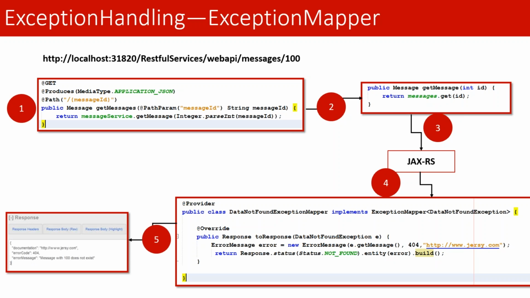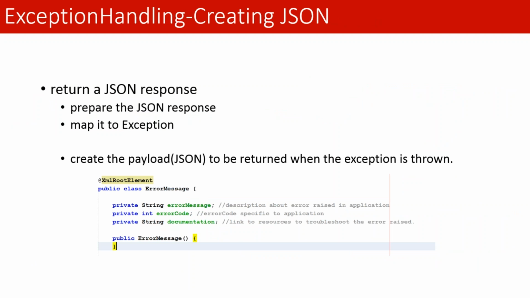So just rather than returning the response in the plain text format, we are returning it in the JSON format. These are the steps that we have. In order to return a JSON response, first you need to prepare the JSON response and map it to the exception. So this is what you're creating, a JSON response should be returned.